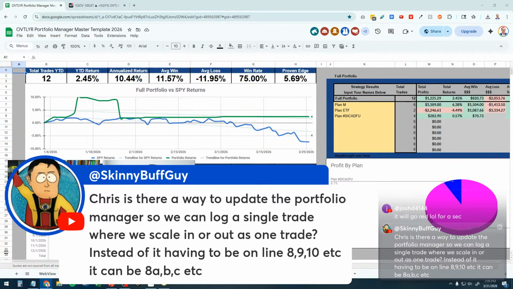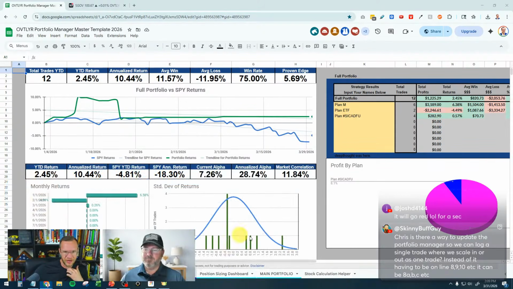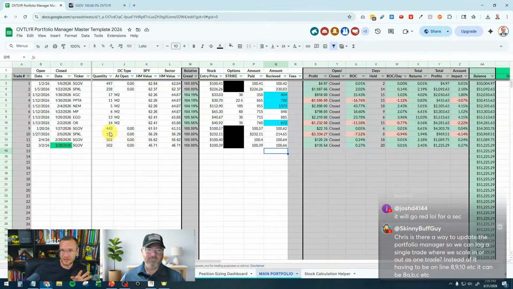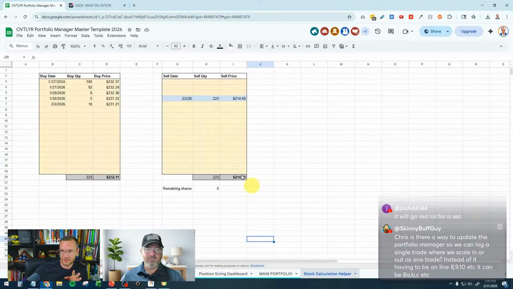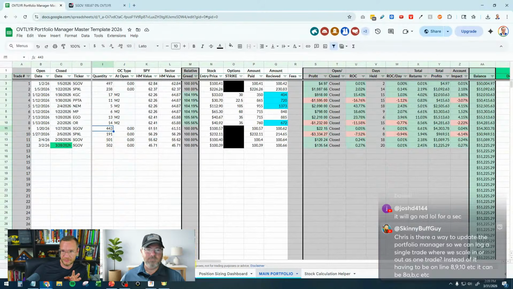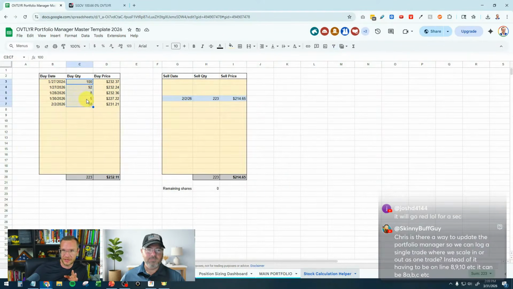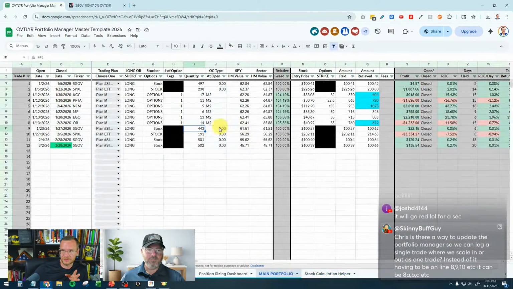Skinny Buff guy says, is there a way to update the portfolio manager so we can log a single trade or we can scale in or out as one trade? That's the purpose of the stock calculation helper, right? And maybe I've messed up my math somewhere, but you put in the total quantity that you ended up with. So you can see that I put in multiple to get to 223. I think that was SPXL. Hang on. 223 SPXL 191. Oh, 223.